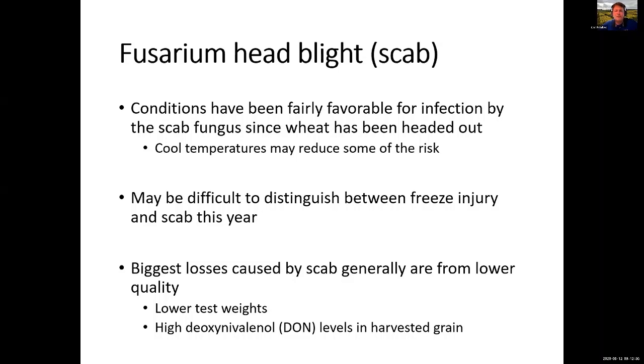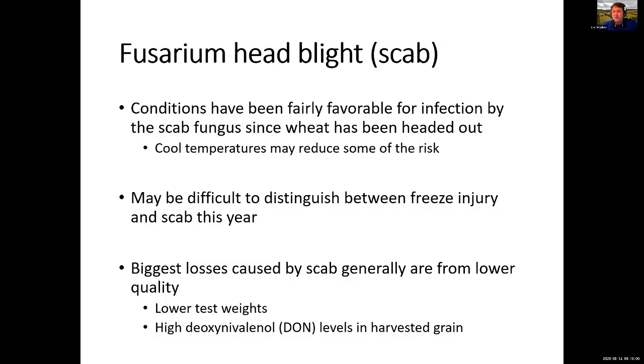Now, the caveat here is we've had some cool temperatures, and so that may reduce some of the risk. The optimum temperature for the scab fungus starts around 70 degrees, and 75 degrees or so would be optimum for this fungus. So we have been below that, especially at nighttime. So that may help reduce some of the risk that's out there.